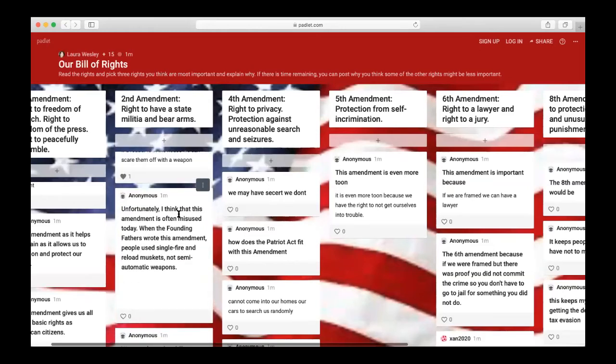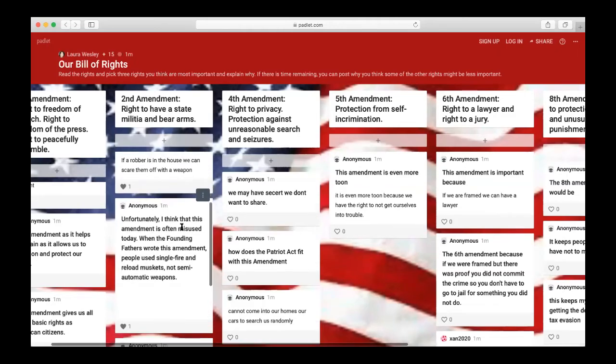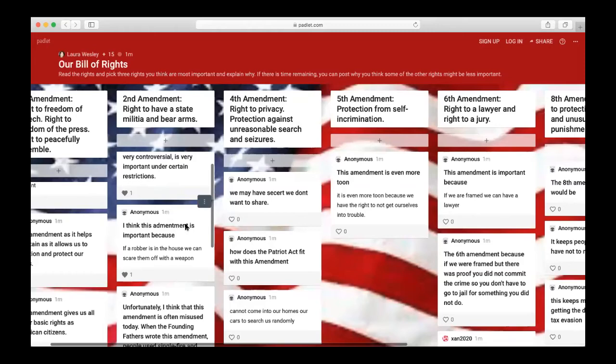Under the Second Amendment, we have support for it, the ability to protect ourselves and communities. Someone else writes, unfortunately, I think this amendment is often misused today. When the founding fathers wrote this amendment, people used single fire and reload muskets. So again, if you disagree with some of these amendments, you can write them in.